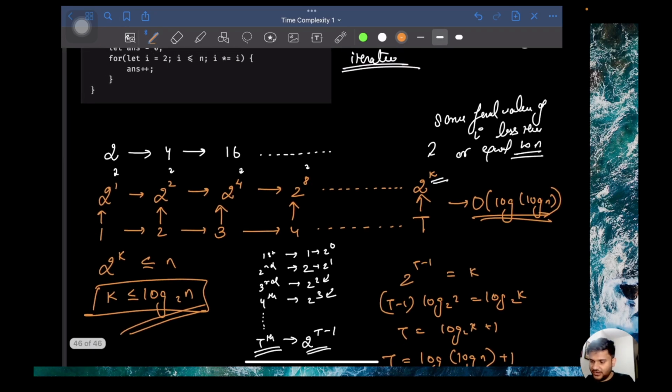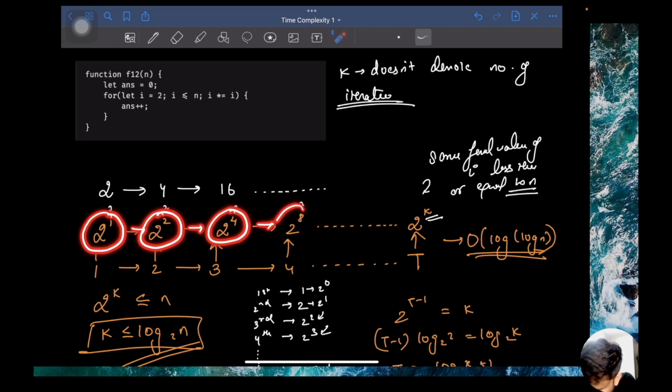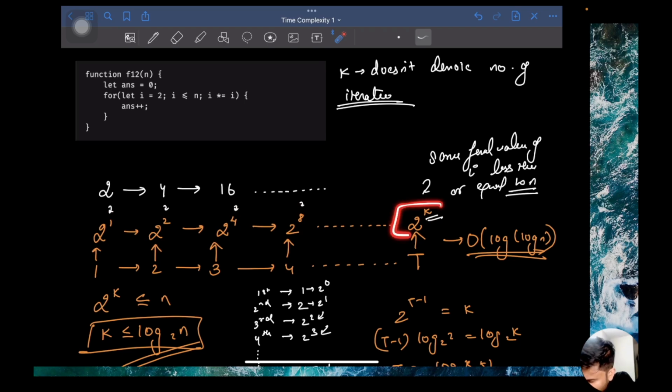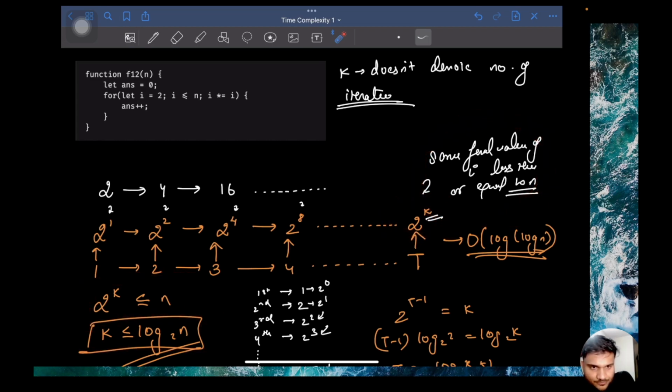This is a very different type of a question. Let me show you guys again. Just think about it. Let's take a look at the value of i. i goes from 2 raised to the power 1 to 2 raised to the power 2 to 2 raised to the power 4 to 2 raised to the power 8, and so on and so forth, 2 raised to the power k. This is the final value of i, which will be less than or equal to n. If you take log both sides, k will become less than or equal to log n. But this is not the number of iterations. k is not the number of iterations.